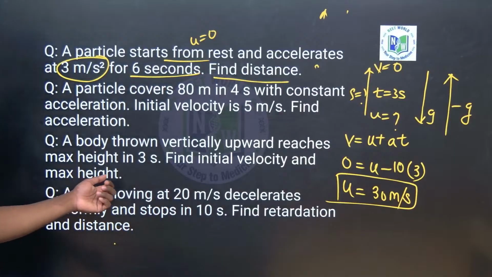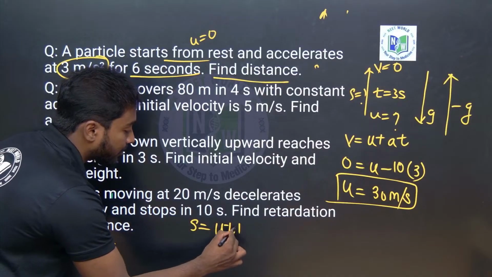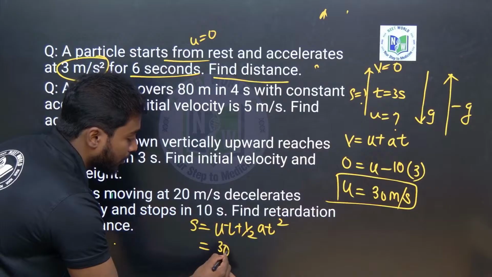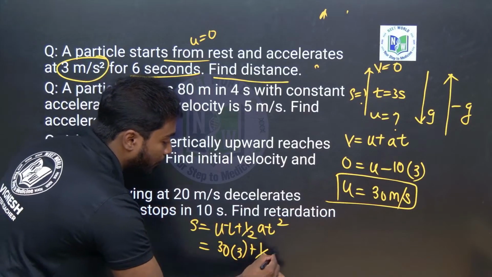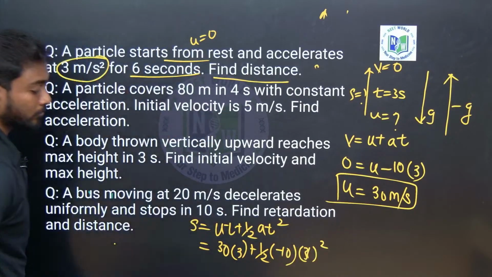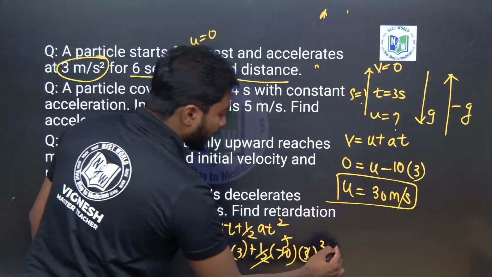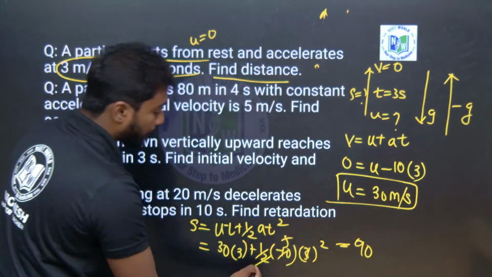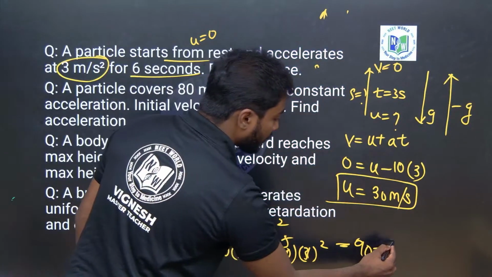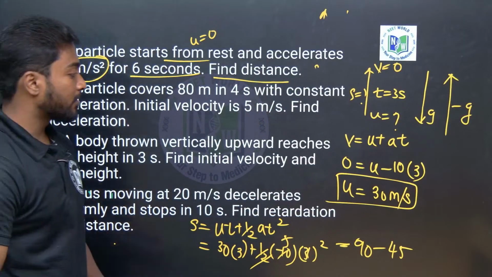Now they are asking about the maximum height. What is that formula? S equals ut plus half at square. So u is 30, t is 3, plus half into minus 10 into 3 square. So 3 into 30 is 90, minus, 3 square is 9, 9 fives are 45. Okay, this is the answer.